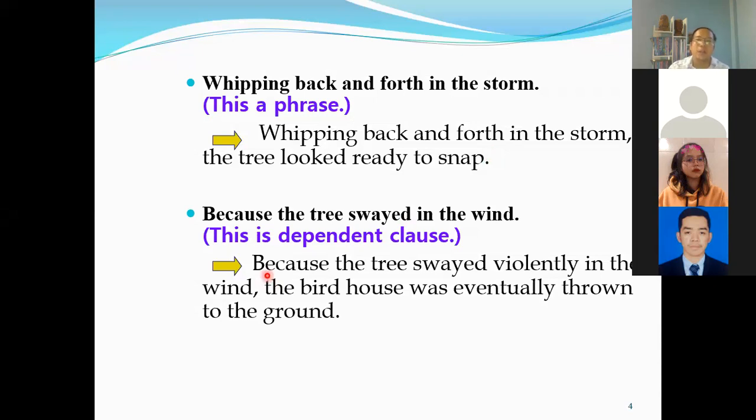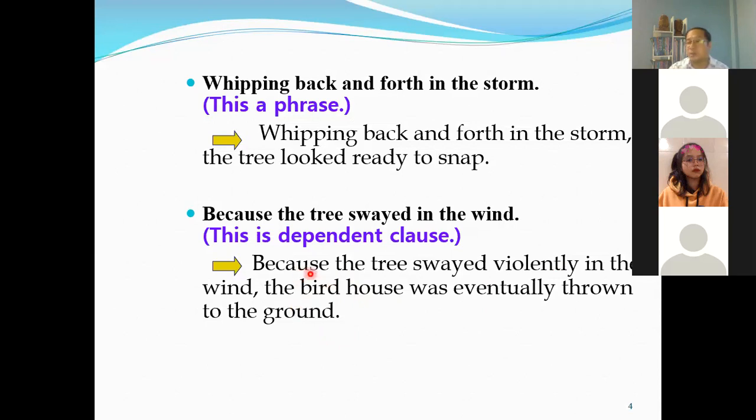And another one, like: because the tree sway in the wind. So this one we have only DC, right? DC alone. I mean a dependent clause alone. That's why this is also called a fragment as well. And the way that you want to correct it, just add one more sentence, right? Because the tree sway violently in the wind, the bird house were eventually thrown to the ground. So just add one more sentence, and it can be called a complex sentence, right? Or we can say complete sentence, and the type is called complex sentence, not simple sentence, right?